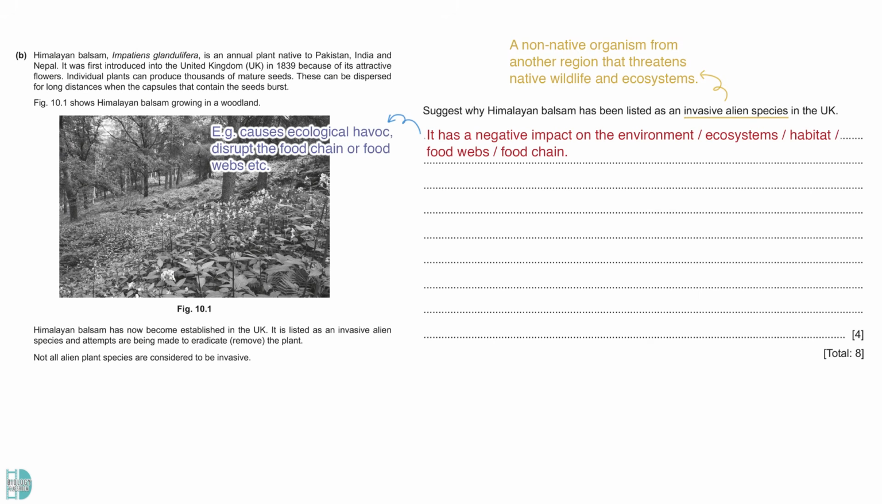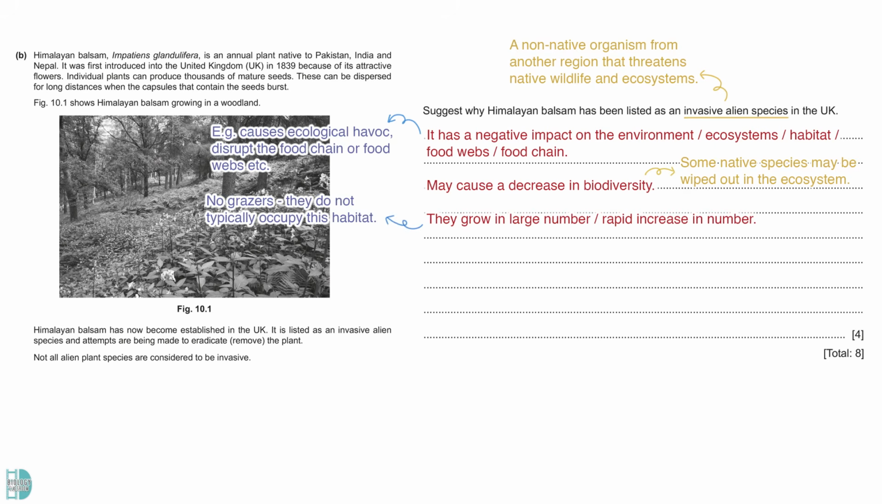For example, they may cause ecological havoc in a habitat. They may also disrupt the food chain or food webs. This can lead to a decrease in biodiversity as some native species may be wiped out in the ecosystem. They can grow in large numbers and rapidly increase in population size. This is usually due to the absence of grazers, as they do not typically occupy this habitat.